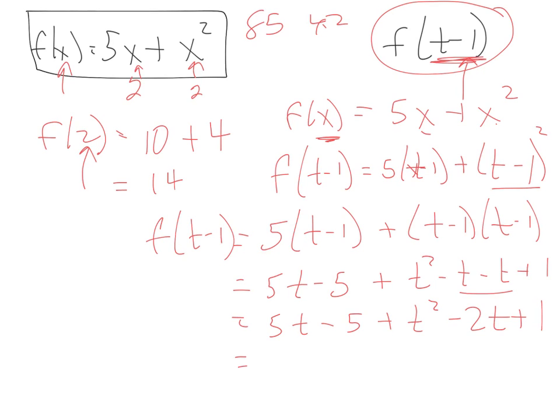And now let's simplify. Let's put our t squared first, then our t's. So I've got 5t and a minus 2t. That would be plus 3t. And then the numbers that we have left, a minus 5 and a plus 1. Minus 5 plus 1 would be a minus 4. So that's the value of f of t minus 1.